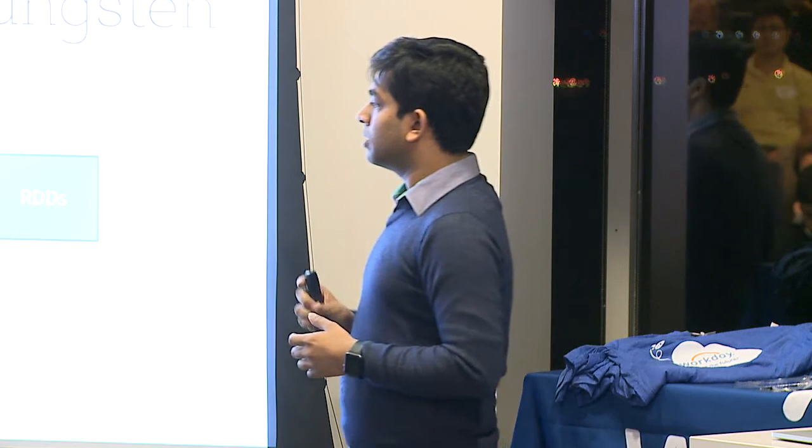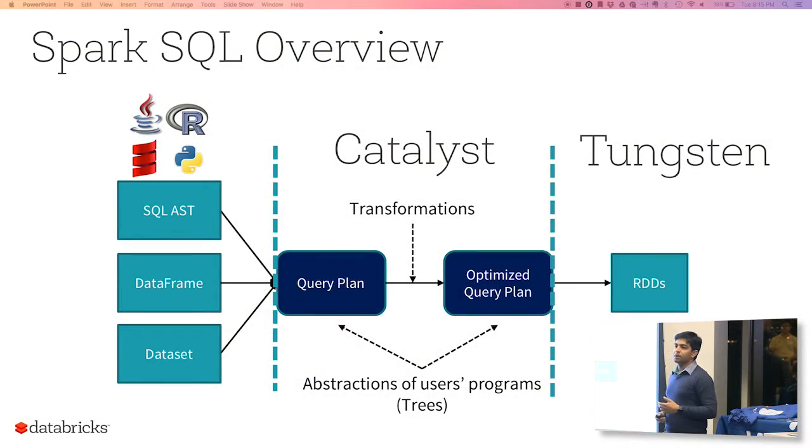So we talked about two things in Catalyst. We talked about trees, which were an abstraction of the user program. And then we also talked about transformations, which were able to transform one tree into another. The goal of this was to have more optimal query plans.